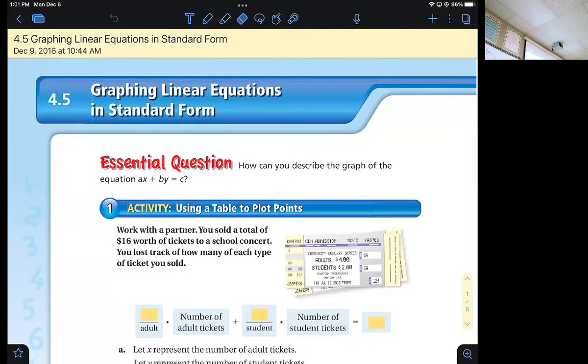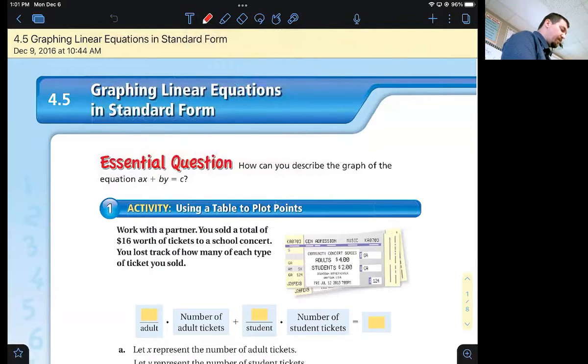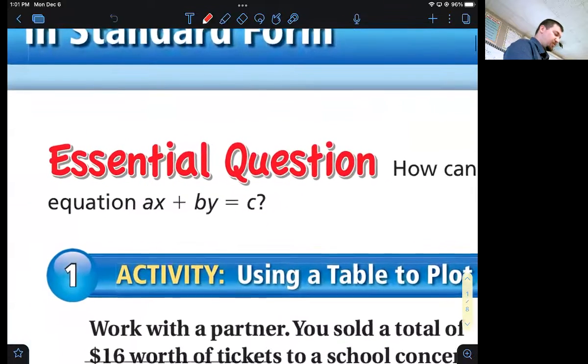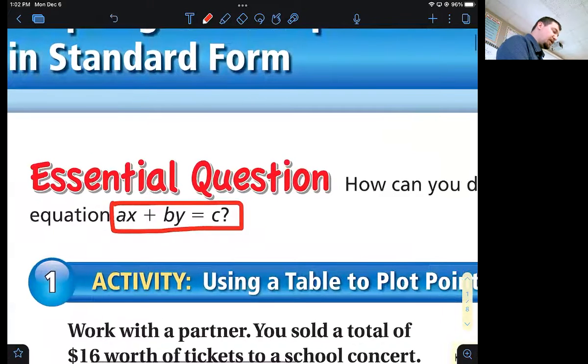All right, section 4.5, graphing linear equations in standard form. A few sections ago, which was like 2 weeks ago, we learned a fancy way of writing equations, which was ax plus by equals c. Question mark not included. That's standard form. Not to be confused with slope-intercept form, which is y equals mx plus b.